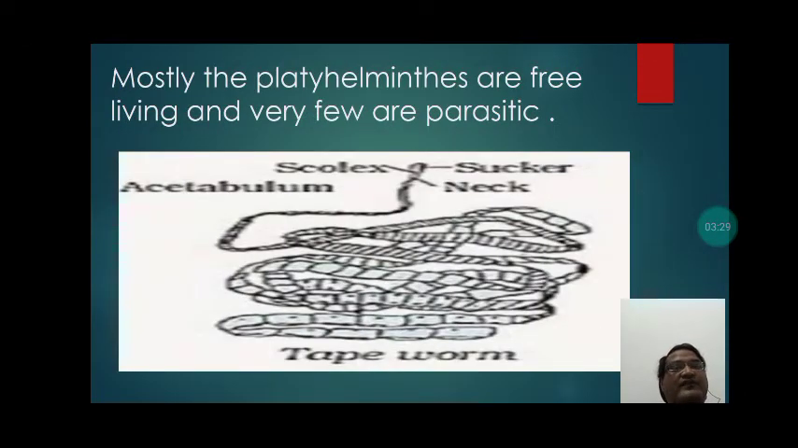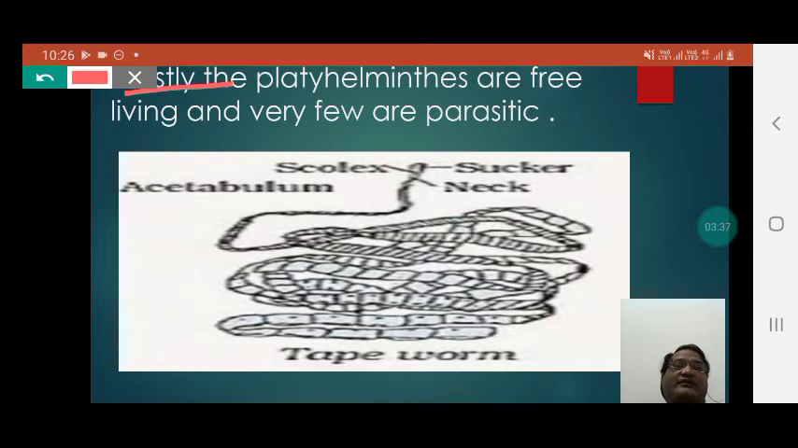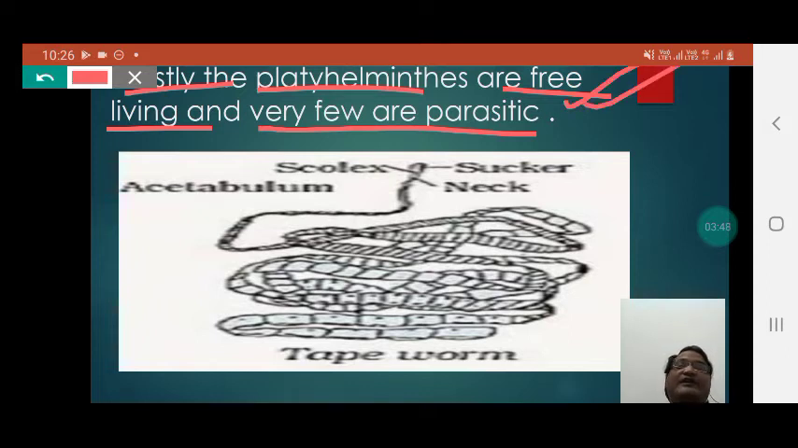Mostly the platyhelminths are free living and very few are parasitic. When we say free living, the organisms are not harming any other organism and derive their nourishment quite independently, whereas when we use the word parasitic, that means the organism is deriving its nourishment from another organism, and during this it is harming the other organism.